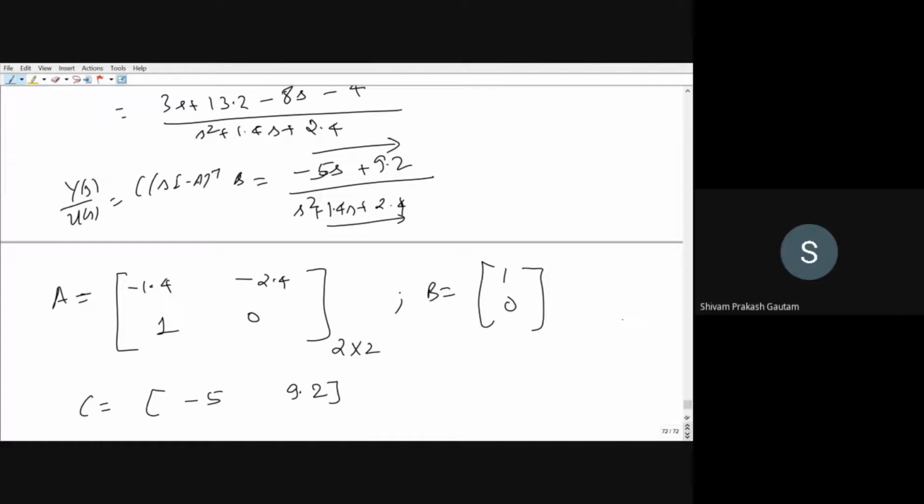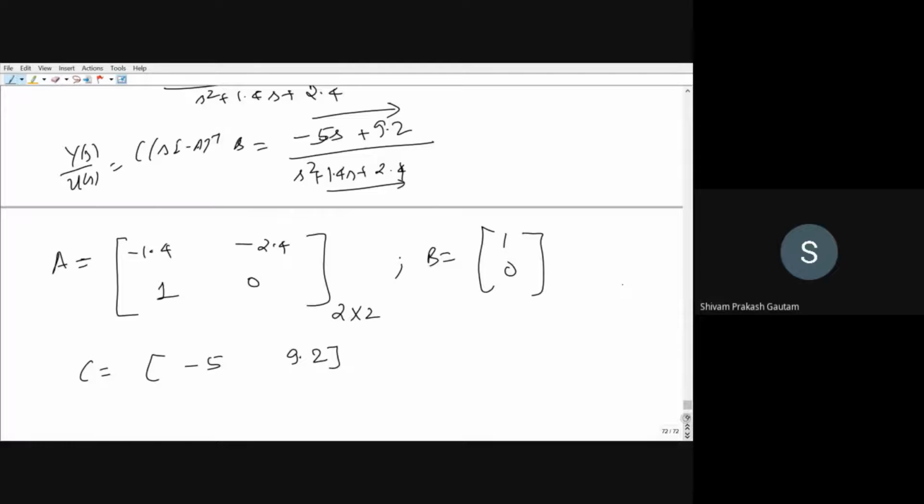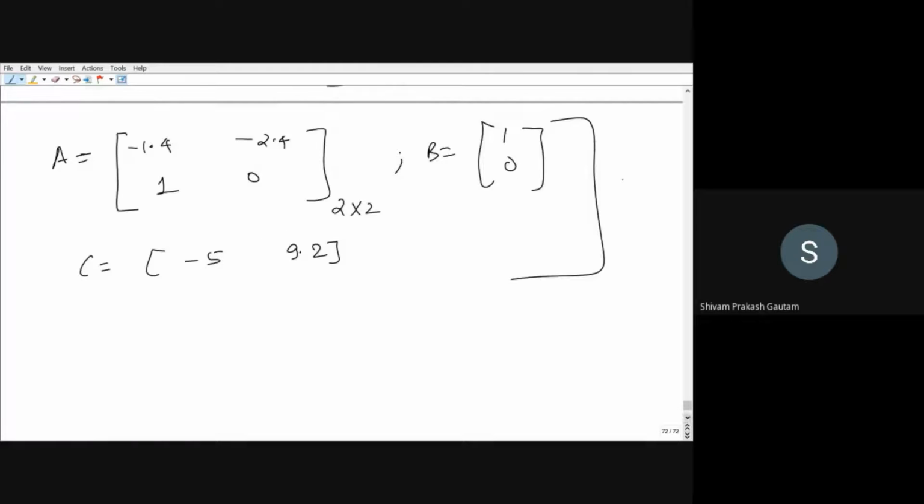Okay, now once we have got the ABC in control canonical form, we will find out the controllability matrix. And what is the controllability matrix? That is MCX. We will find MCX and MCZ. Why are we finding MCX and MCZ? So that we can find the transformation matrix, and the transformation matrix will be given by MCZ multiplied by MCX whole inverse, right? So first we will find MCX and MCZ.